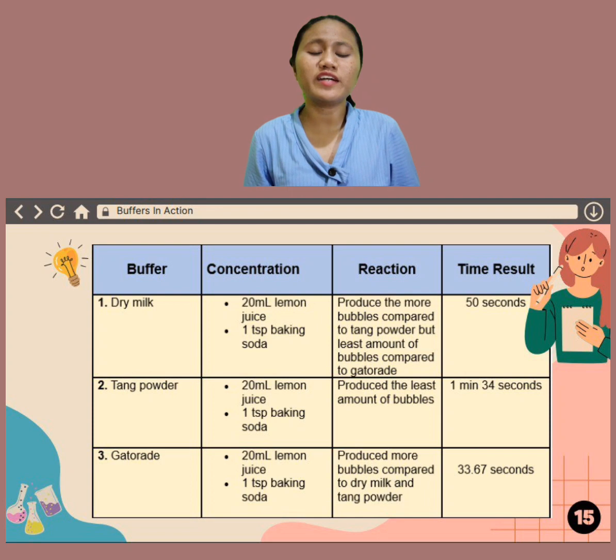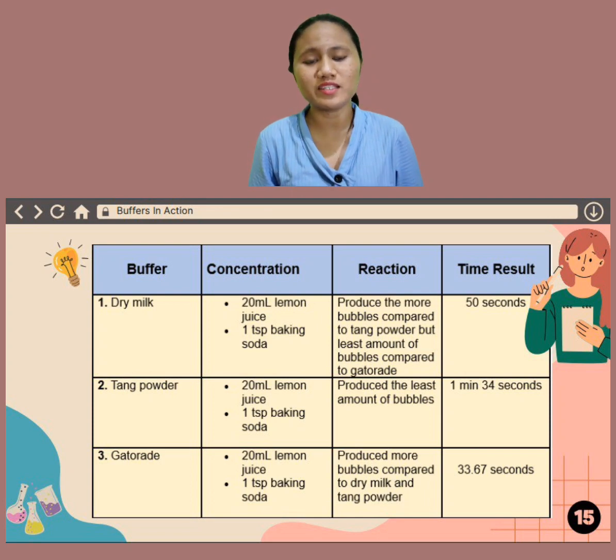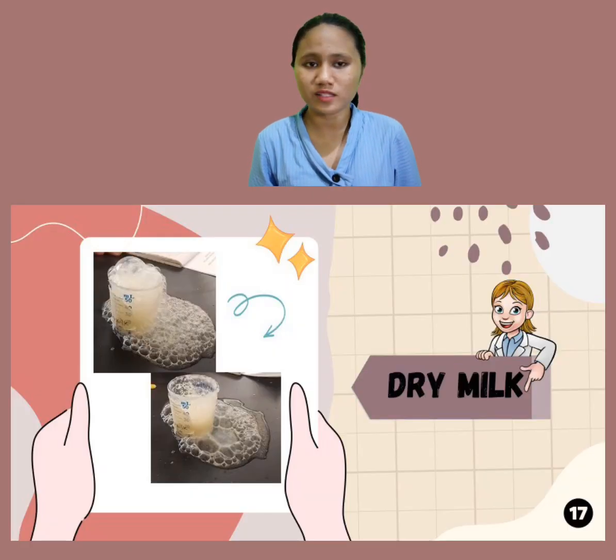Next is the dry milk. The reaction result shows 50 seconds, and it produced more bubbles compared to tongue powder, but less bubbles compared to the Gatorade. It actually did not instantly react when the baking soda was added.